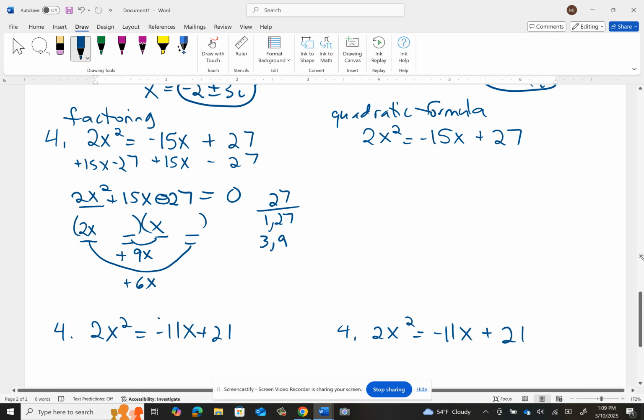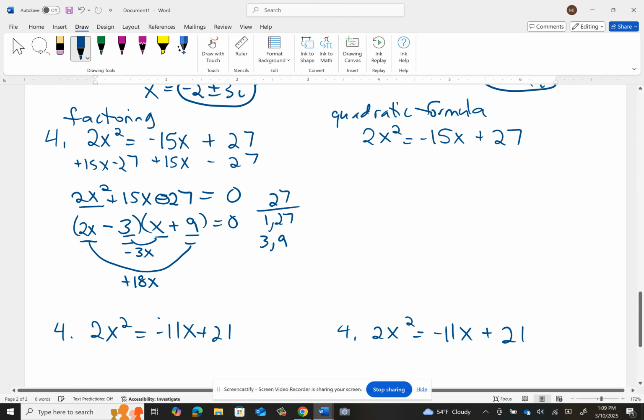I'm just going to try flipping it around before I leave it. What if I put it that way? Then I would have an 18x here, and I would have a 3x there. That can also give me 15x, but I'd need a positive on the 18 and a negative on the 3. So I would need a negative there and a positive there.